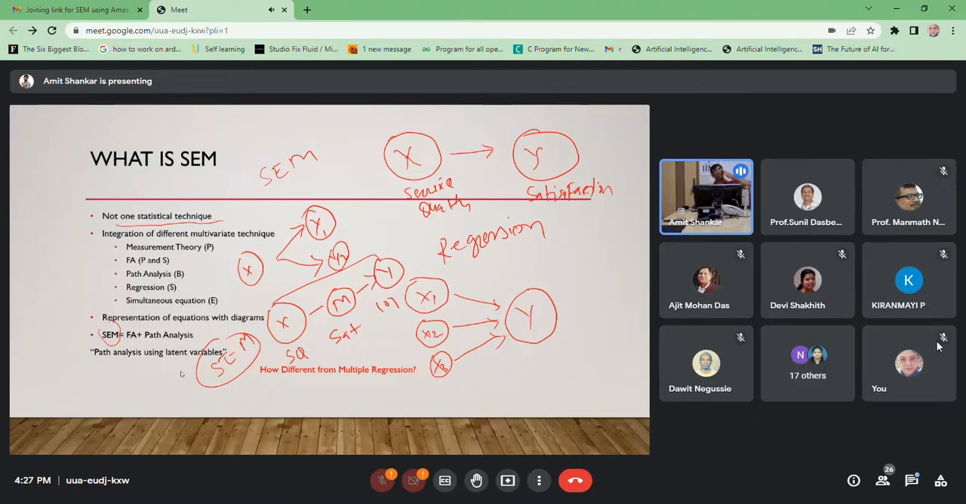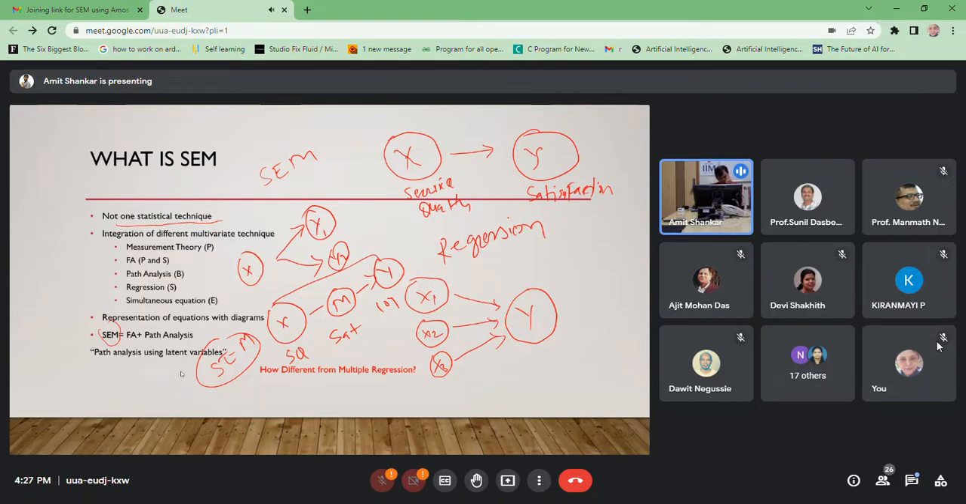Irrespective of my situation, I will use structural equation modeling. Why? I don't know. If someone asks why you use structural equation modeling, and you say everyone is using it, that's why I'm using it, this is not the right answer to give to your reviewer, examiner, thesis examiner, or anyone. So these are the two situations.